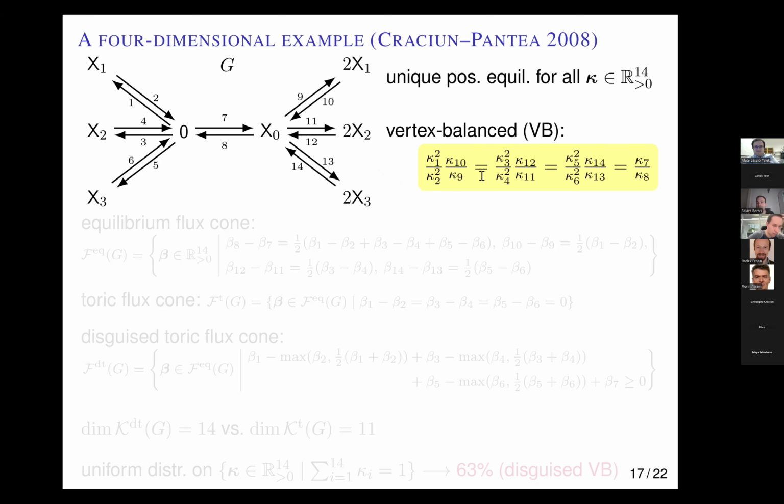That means we need to satisfy 3 equations between the rate constants to be vertex balanced. And that's a really, really tiny part of parameter space where we do have vertex balancing. Now, can we find the disguised vertex balanced locus, or disguised toric locus, of this network?